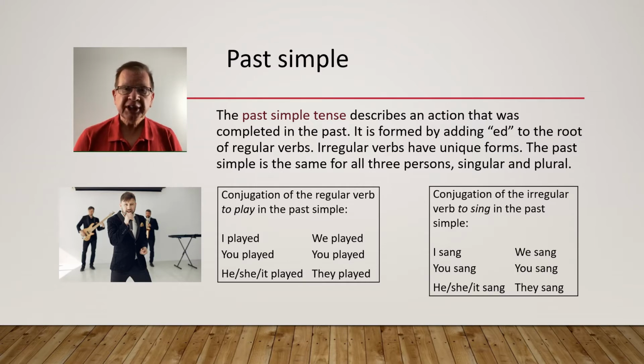Here is the conjugation of the regular verb to play in the past tense. I played, you played, he, she, it played, we played, you played, they played. And here is the conjugation of the irregular verb to sing in the past simple. I sang, you sang, he, she, it sang, we sang, you sang, they sang.